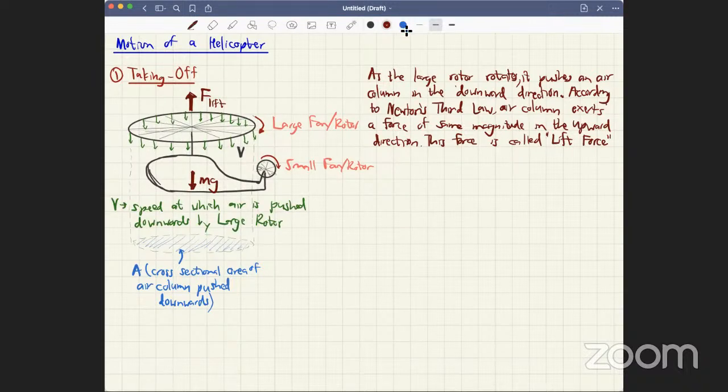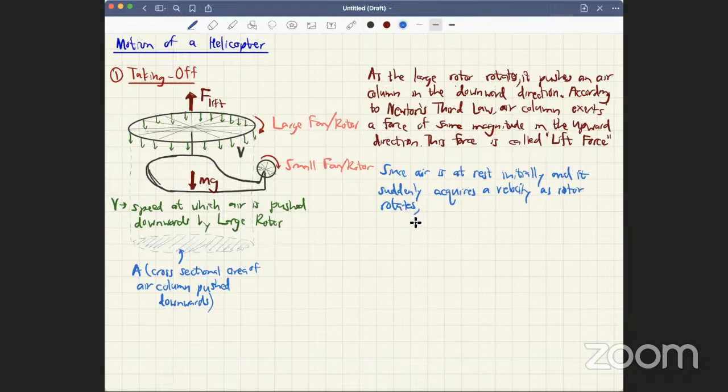A squared rho, yes, A squared rho. Since air is at rest initially, and it suddenly acquires a velocity as the rotor rotates, what can I say? F lift is going to be AV squared rho.